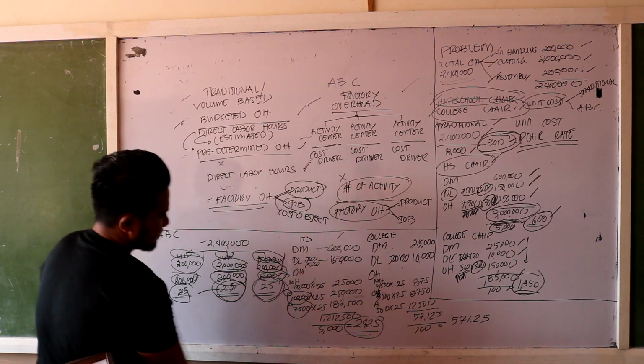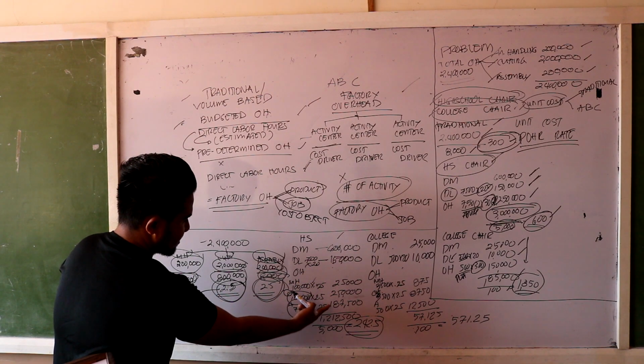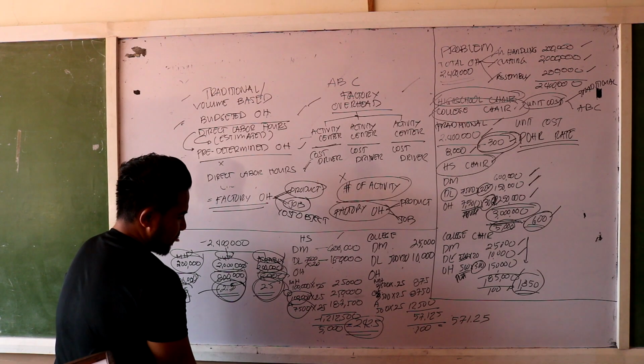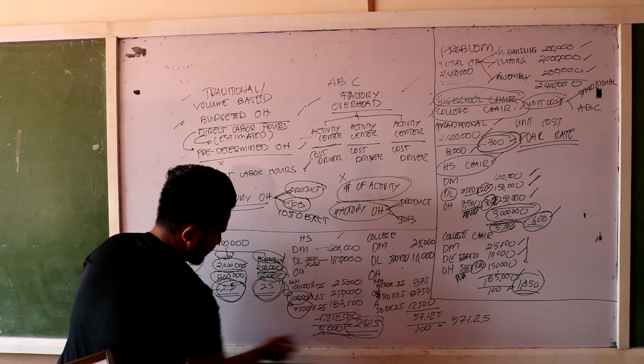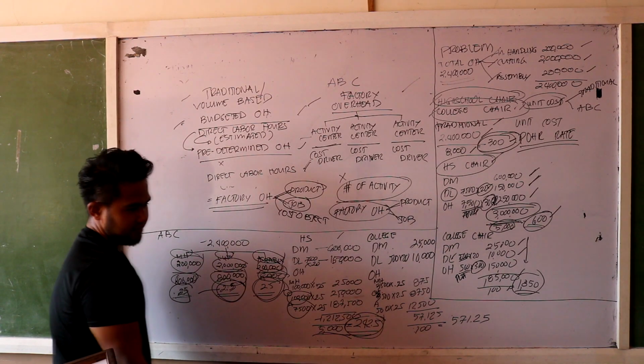So let's total 600,000, 150,000, 25,000, 250,000, and 187,500. That will give you a total of 1,212,500. Divided by 5,000, that will give you a unit cost of 242,500.